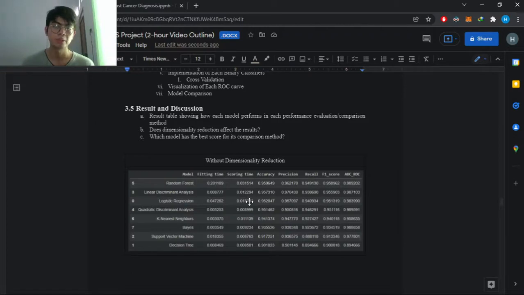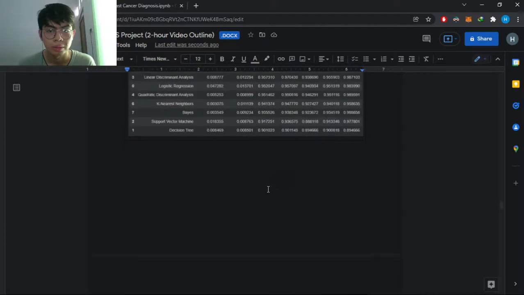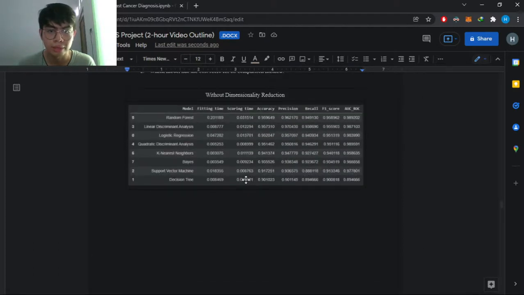Please note that this is actually sorted by accuracy, so the accuracy here is in descending order, but everything else is not very much sorted. And as you can see, in terms of accuracy, random forest comes out on top. So this is without dimensionality reduction.